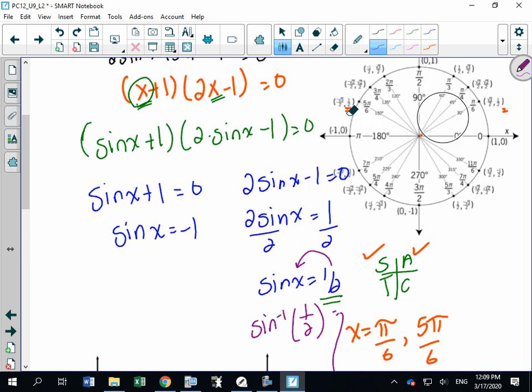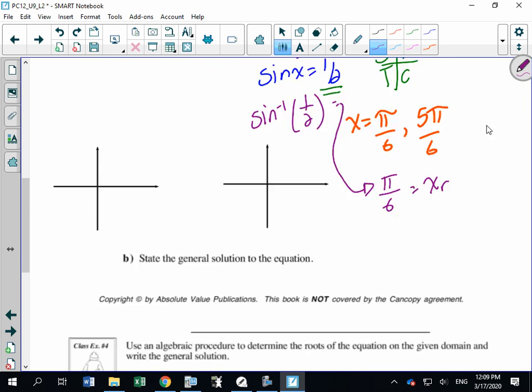So what you would be doing if you didn't have your unit circle is you'd be saying, okay, one of my solutions is here, which is pi over 6. My second solution is here, and if the reference angle is pi over 6, then the angle in standard position would be pi minus pi over 6, and that would give you 5 pi over 6. Okay, so pi over 6 and 5 pi over 6.